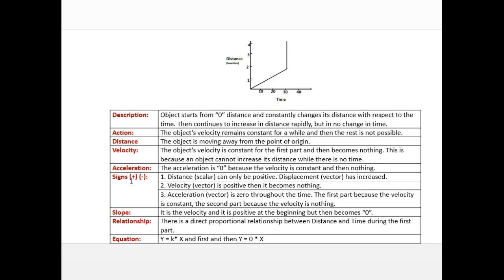There is a direct relationship at first, and then no relationship. In the first section, you do have an equation of the line. In the second section, y is equal to 0 times x. 0 times x.